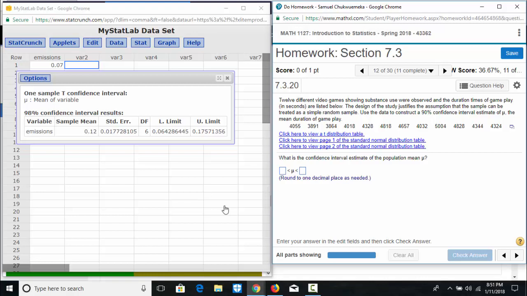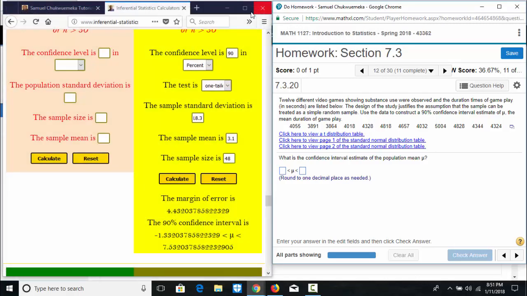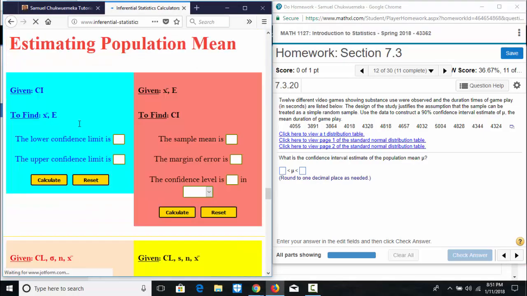Question 12. My turn. And I'm just gonna reload this. 12 different video games showing substance use were observed, and the duration times of gameplay in seconds are listed below. The design of the study justifies the assumption that the sample can be treated as a simple random sample. Use the data to construct a 90% confidence interval estimate of the population mean, the mean duration of gameplay.